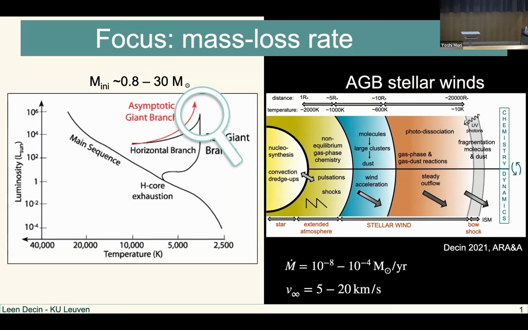We have the pulsations of the star. They allow the cooler regions to be formed. There we can have dust. On the dust, you have the radiation pressure. The dust is driven out, drags along the gas species, and we get these stellar winds. Mass loss rates are 10 to the minus 8 to 10 to the minus 4 solar masses a year. Velocities are 5 to 20 kilometers per second, sometimes even higher.